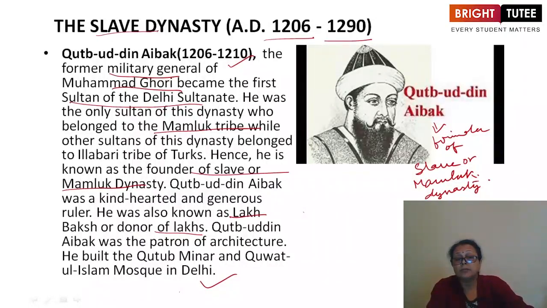As he belonged to the slave dynasty, many of the nobles did not like that their ruler belonged to a slave dynasty. These nobles created several problems for the Sultan, but Qutbuddin suppressed them. This way he had the idea of how to handle the situation.